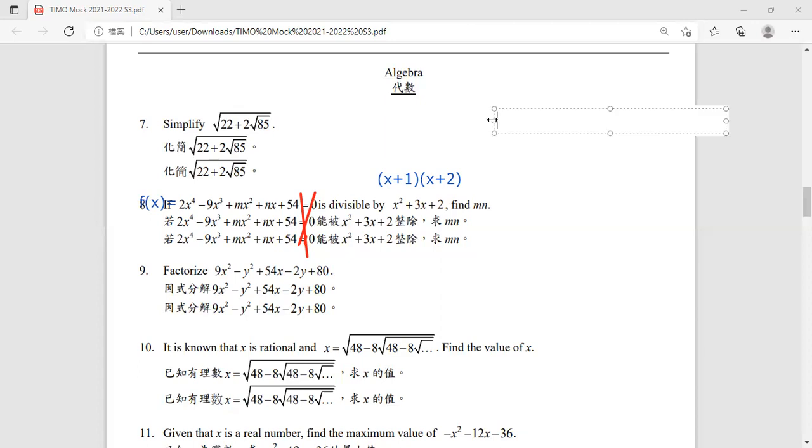We can use the remainder theorem, or maybe not even that, the special case, the factor theorem. Now, for f(x) divisible by this, I can say that f(-1) and f(-2) are 0. So I put x equal to negative 1 and x equal to negative 2.